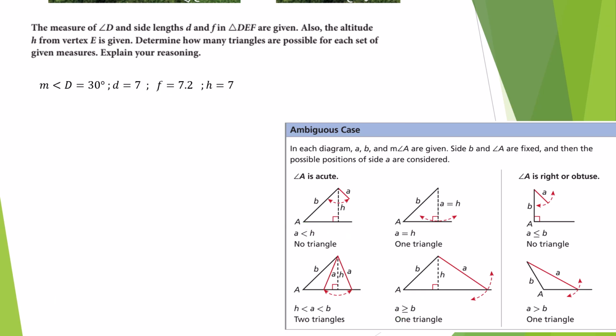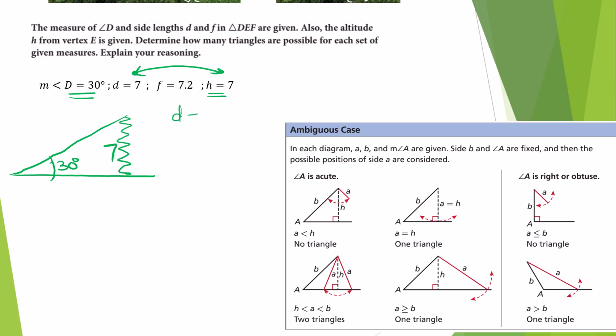Next angle is again acute. It is 30 degrees. Let's try to make it 30 degrees. Drop our height. Height is 7. So drop the height from here, which is 7. Now let's try to understand the relationship between the D and the height. Can you see that the D and the height are the same?